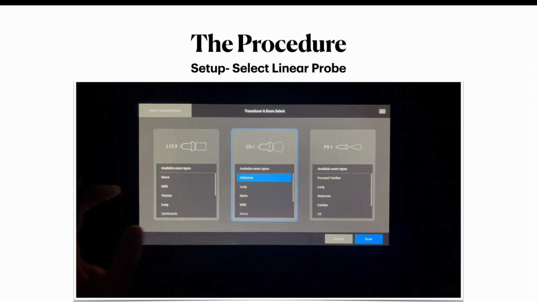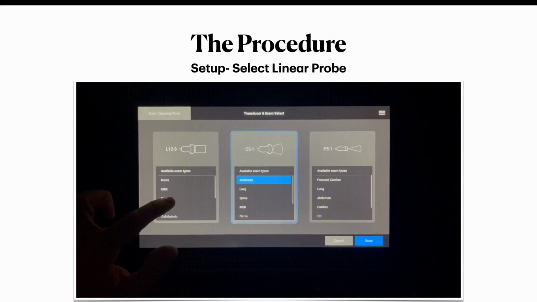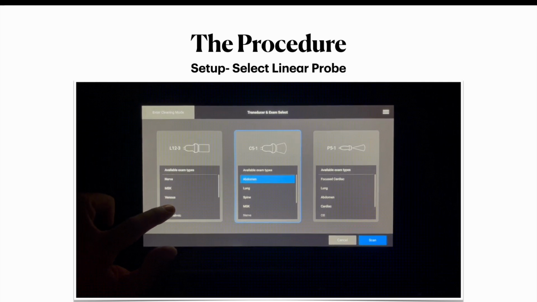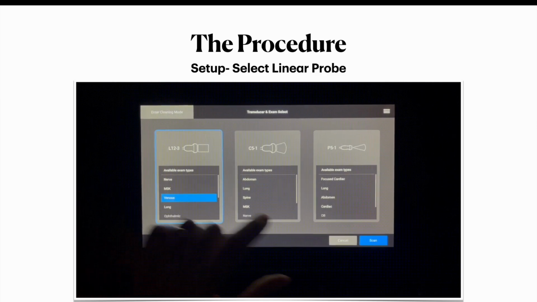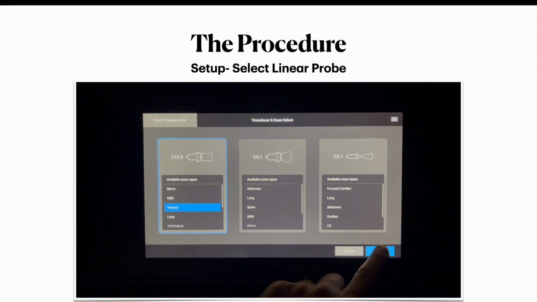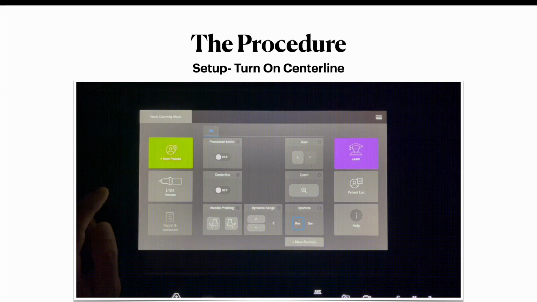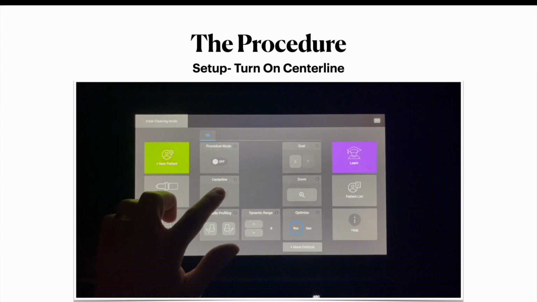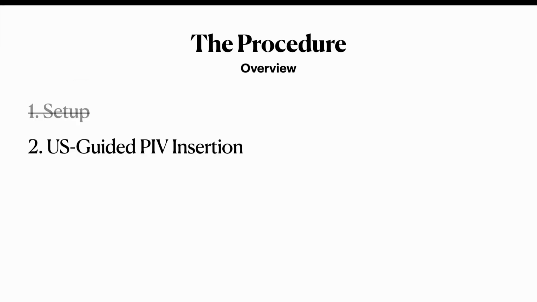Once we have the room set up, we can turn the ultrasound machine on and select the settings that we will need to perform this procedure. This is the first screen you will see, and you could scroll under the linear probe to select the venous setting and hit scan. The following screen will look like this, and the only thing that we need to do is simply turn on the center line. Now that we have properly set up our room and the ultrasound machine is ready to go, let's get to the insertion.